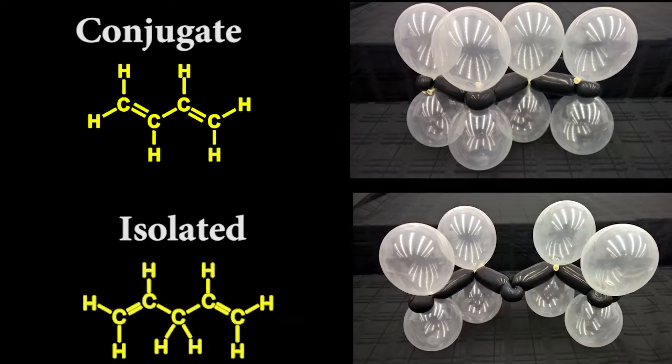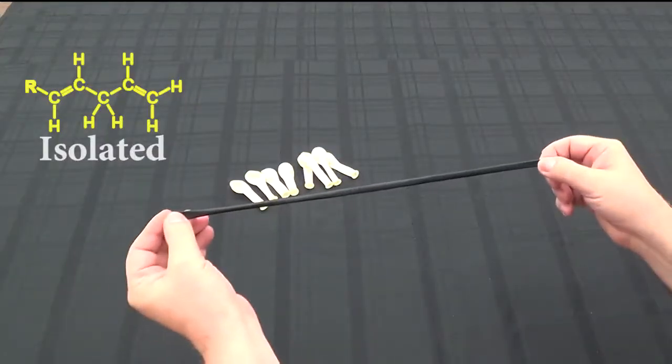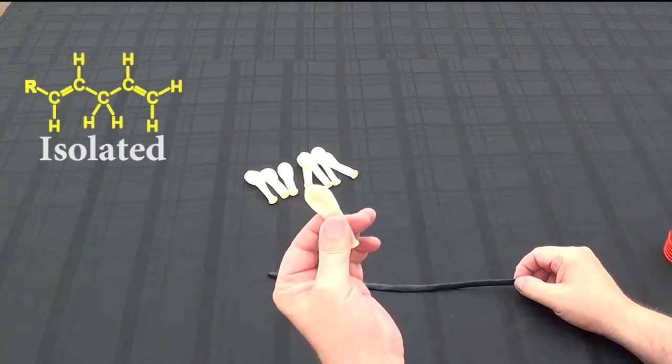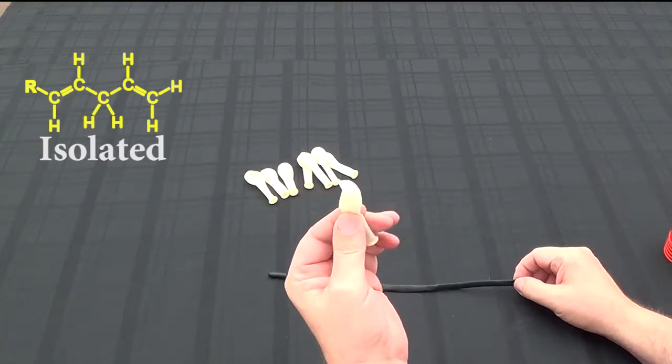Okay, in this video we're going to make a model that can be used both to show conjugate and isolated double bonds along a carbon chain. What we're going to do is take the black 260 balloon, that's going to be our carbon backbone. We're going to take 8 5-inch clear balloons that represent the orbitals of the pi bond overlapping.